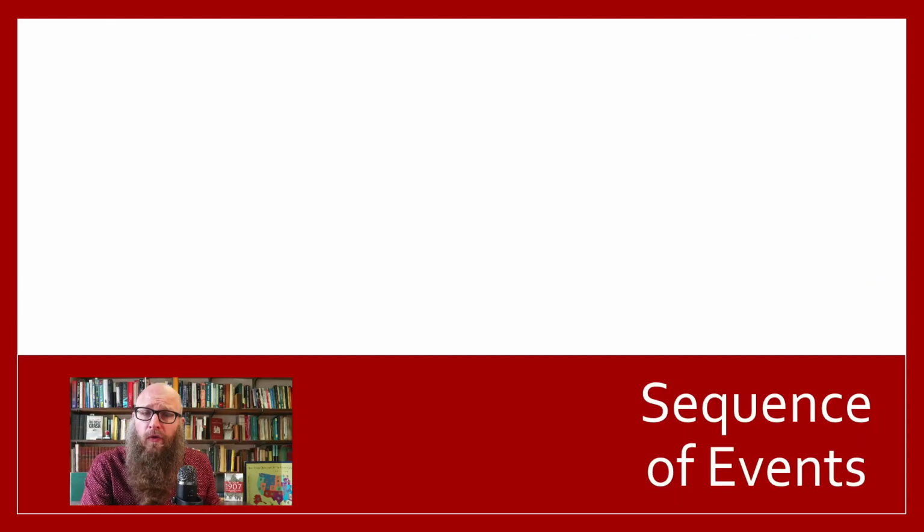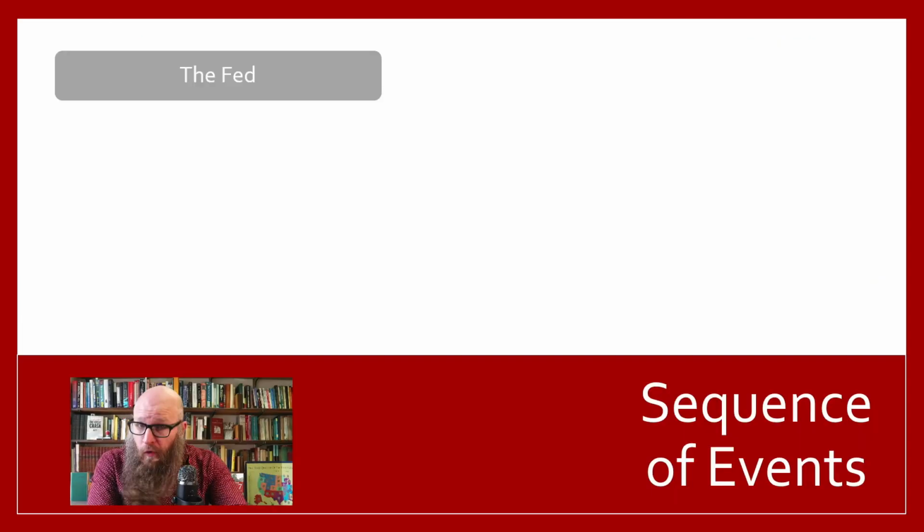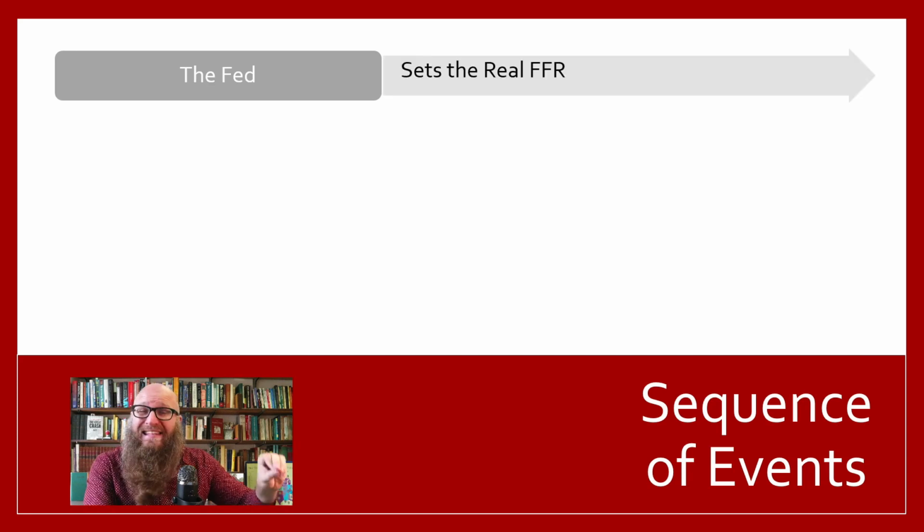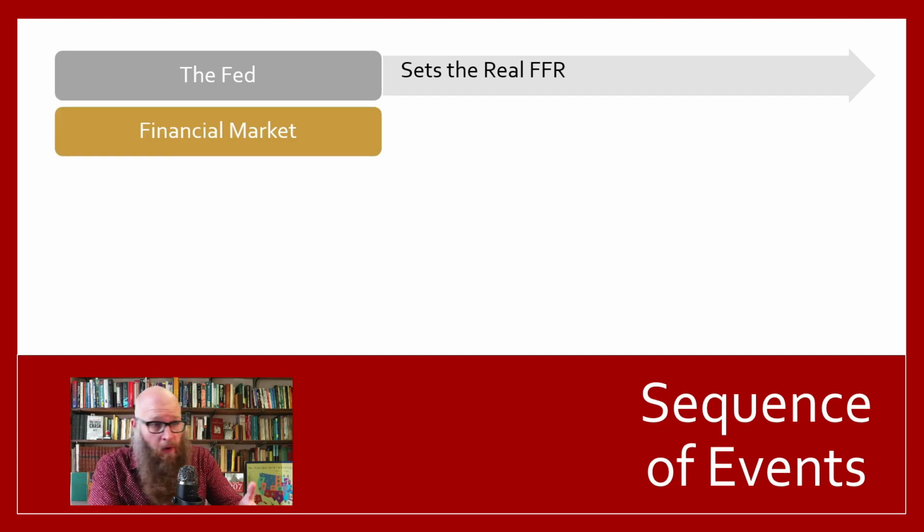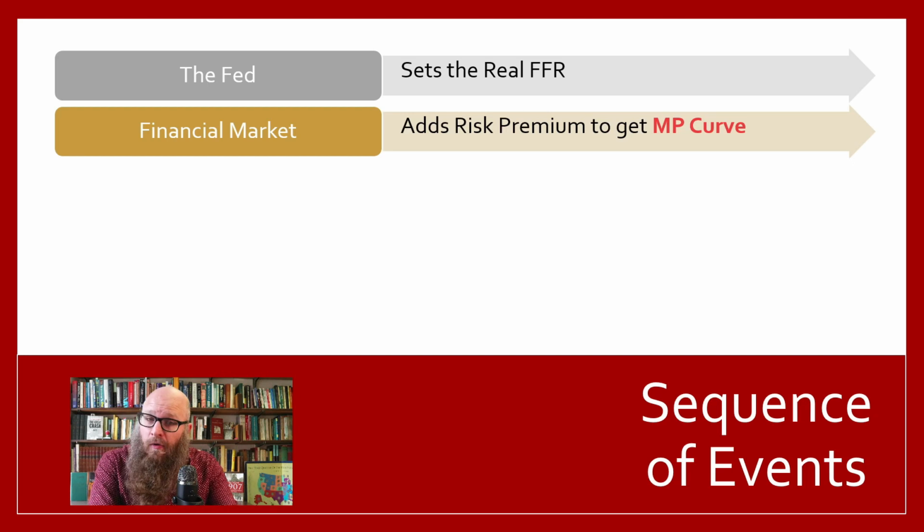It might help going through the sequence of events in some words. We'll start off with the Federal Reserve, the country's central bank. They set the real federal funds rate, the FFR. This is the risk-free interest rate. And specifically in the US, this is the overnight loan between two private banks. Well, then we go to the financial market. All of the financial suppliers and demanders determine what the risk premium is. We will add this to it, and that gives us the MP curve, the overall interest rate for the economy.